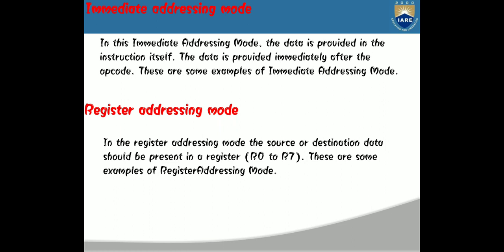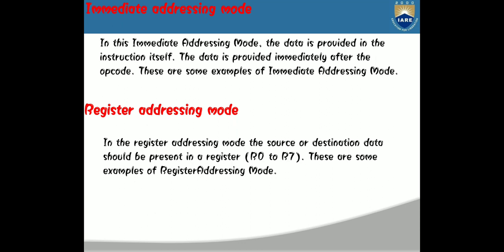Immediate addressing mode. In this immediate addressing mode, the data is provided in the instruction itself. The data is provided immediately after the opcode. These are some examples. In the immediate addressing mode, the operand which follows the opcode is a constant data of either 8 or 16 bits. The name immediate addressing came from the fact that the constant data to be stored in the memory immediately follows the opcode. The constant value to be stored is specified in the instruction itself rather than taken from a register.